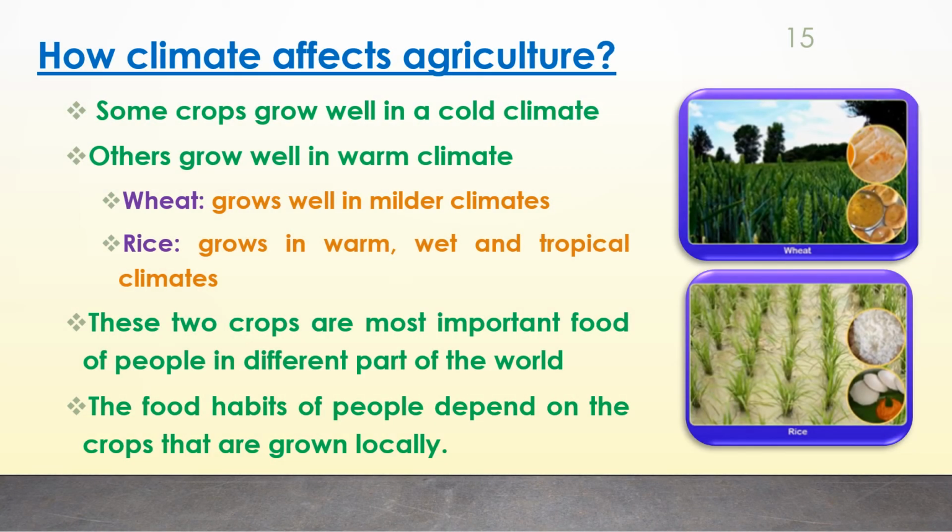Some crops grow well in a cold climate. Others grow well in warm climate. Wheat grows well in milder climates. Rice grows in warm, wet and tropical climates. These two crops are most important food of people in different parts of the world. The food habits of people depend on the crops that are grown locally.